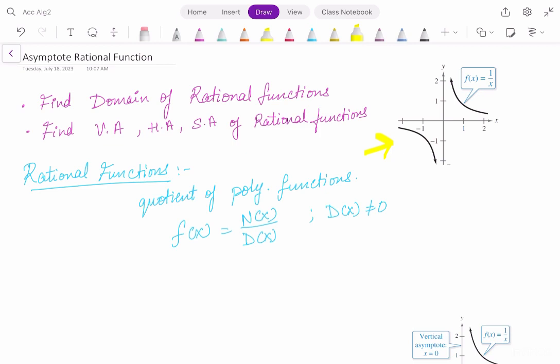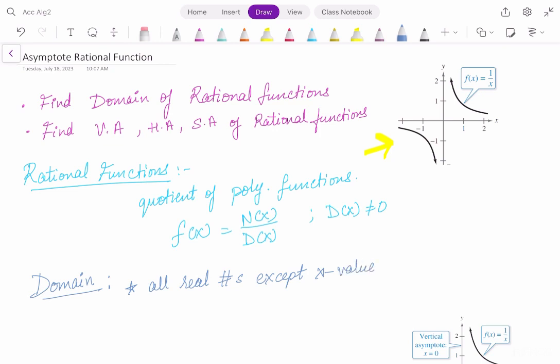As you can see on the graph on the right-hand side, this is the parent function of a rational function, 1 over x, and how it is behaving in the first quadrant and the third quadrant. Now, when we are talking about the domain, there are two things we need to keep in mind. All real numbers except the x values that can make the denominator 0.